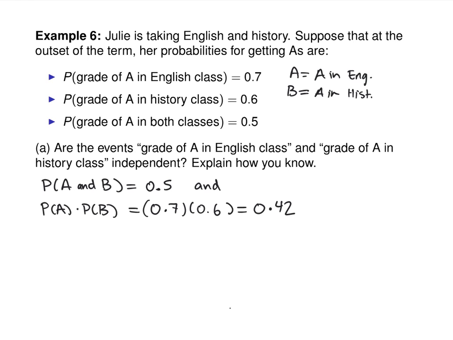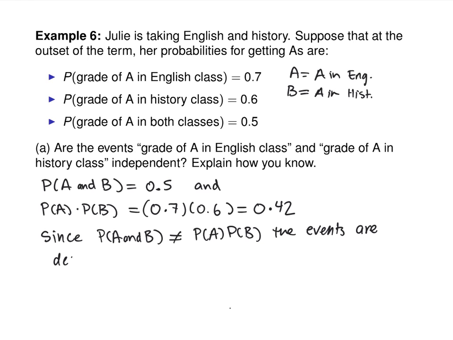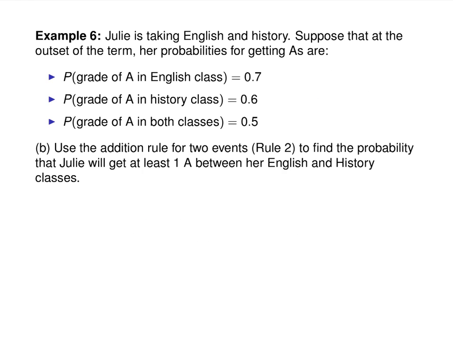So since P of A and B is not equal to PA times PB, the events are what? Are not independent or are dependent. Okay. So yeah, that's how you should check independence.